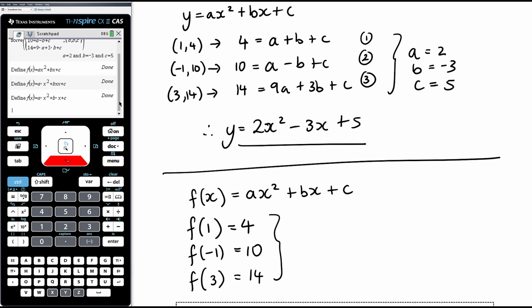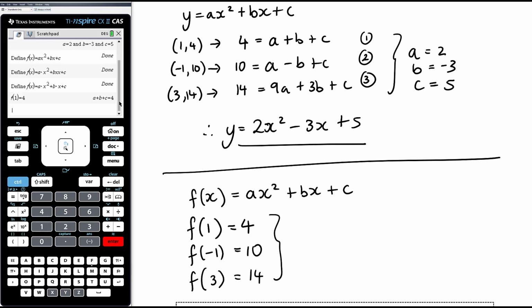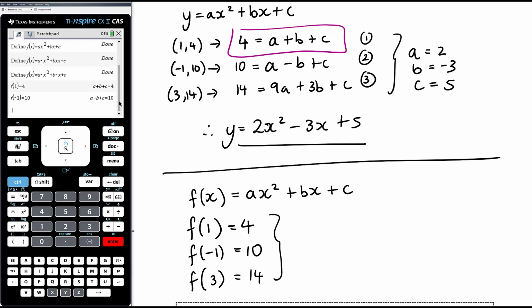I've defined f of x as a times x squared plus b times x plus c. So now I'm just going to show you this, but I also wouldn't do this. If I type f of 1 equals 4, it will sub 1 into the equation, make it equal to 4, and generate this equation here for me. If I type f of negative 1 equals 10, it will generate this equation that we did by hand. And I know these were easy to generate by hand, but imagine something more complex, okay?